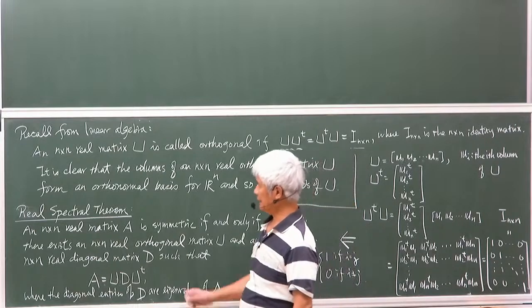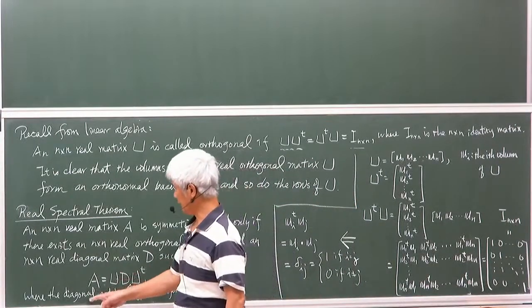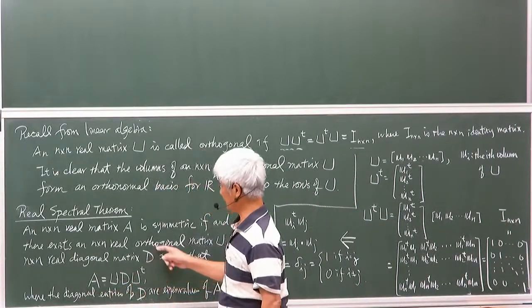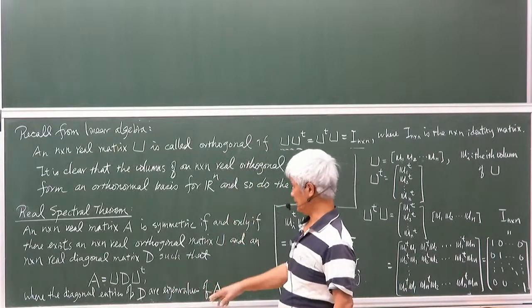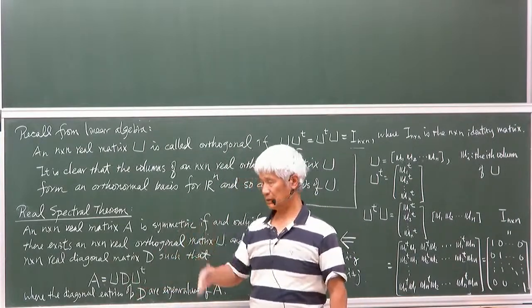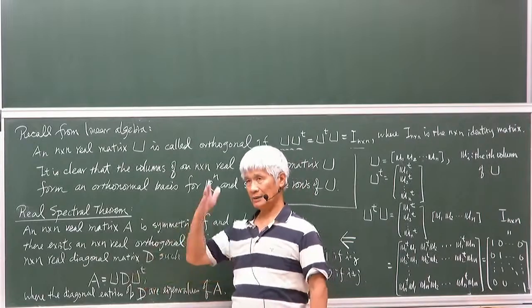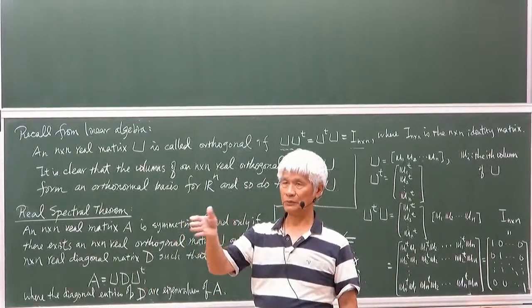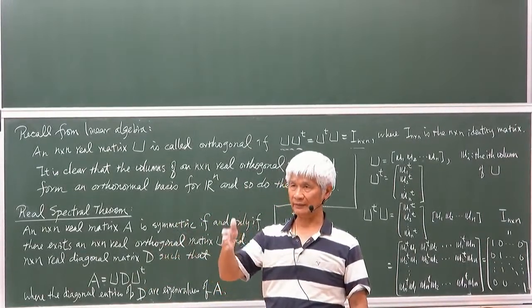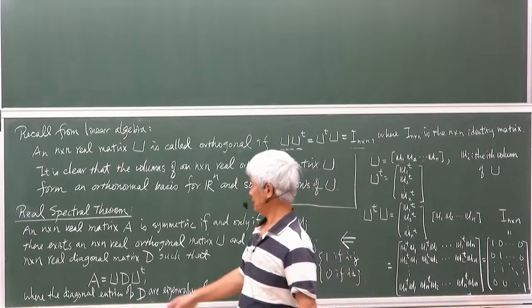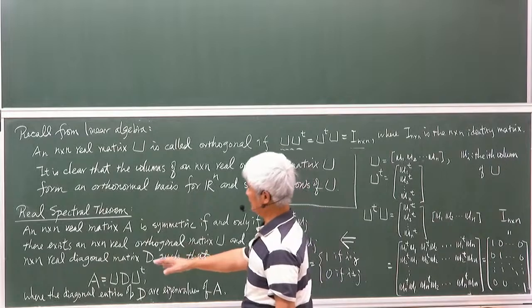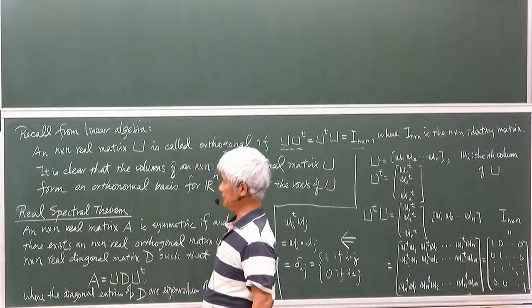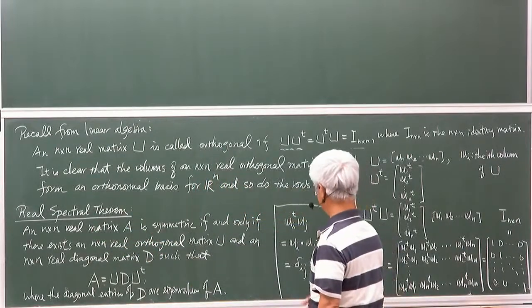Okay, and the diagonal entries of this diagonal matrix are eigenvalues of A. So it contains all eigenvalues of A. Of course, the eigenvalue may be repeated, so we may have a multiplicity. Anyway, this is a very important theorem in linear algebra.